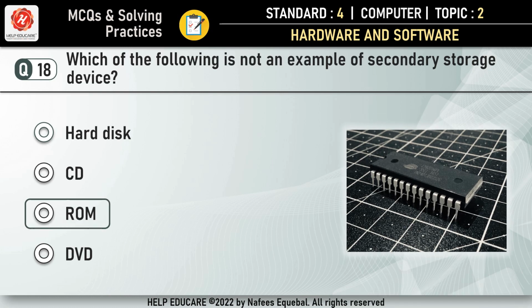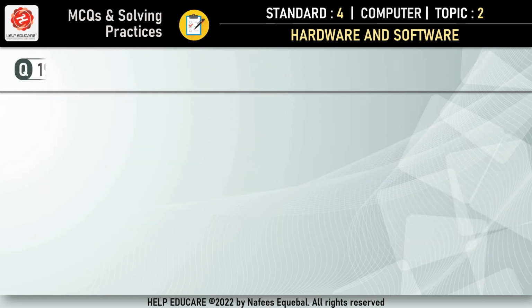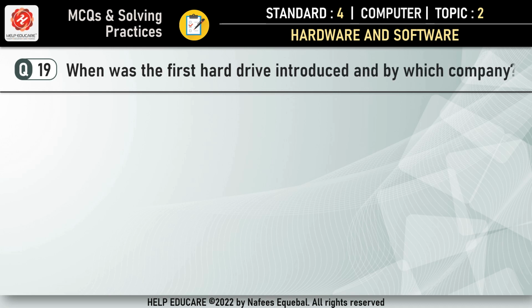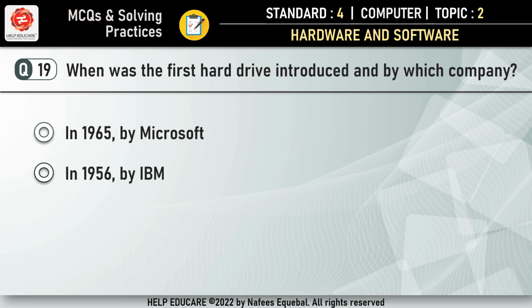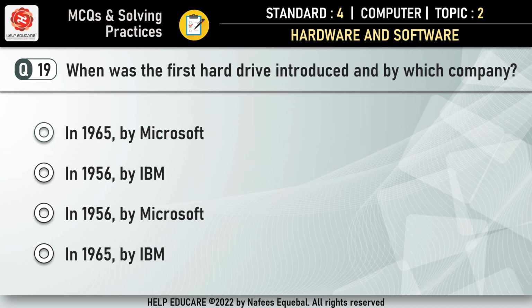Correct answer is ROM. Question number 19. When was the first hard drive introduced and by which company? First option, in 1965 by Microsoft. Second option, in 1956 by IBM. Third option, in 1956 by Microsoft. Fourth option, in 1965 by IBM. Answer will be displayed in 10 seconds.